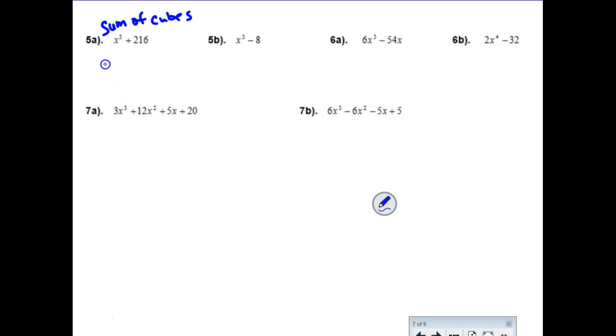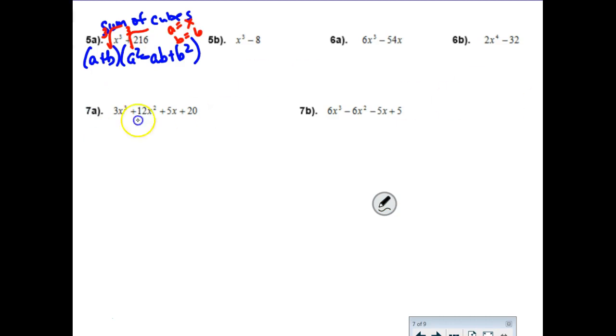So I want you to get in the habit of writing the pattern down, which is a plus b times a squared, minus ab plus b squared. So now the only trick you have to figure out is who is a and who is b. On the cubic pattern, you need to cube root each of these numbers, which you can do on your calculator for the 216, or you can look at your box of cubic numbers and look at the list. So a is just x, and b is going to be cube root of 216, which is 6.